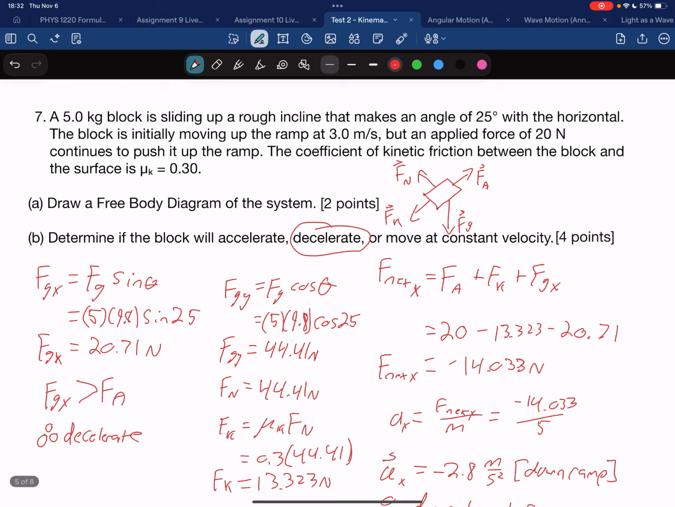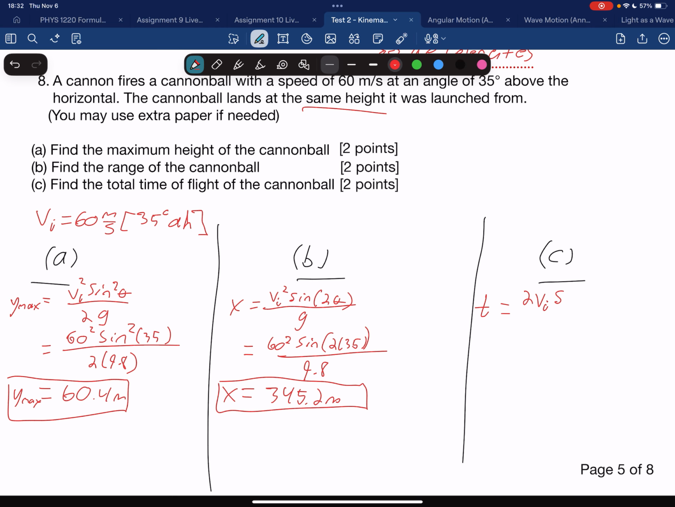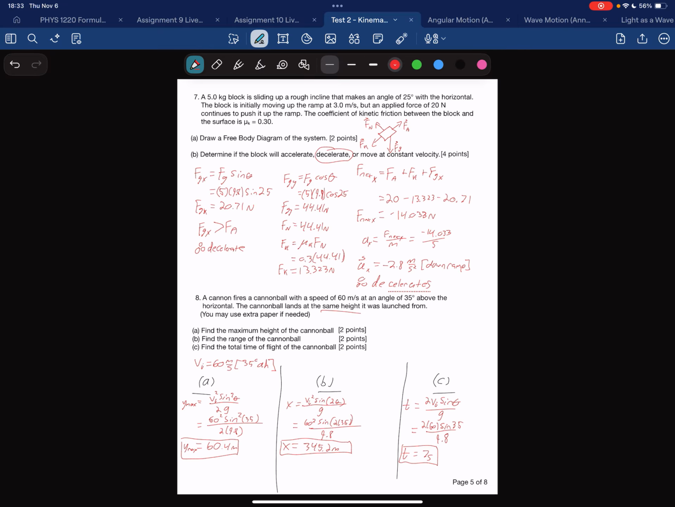Lastly, for C, total time of flight. Lastly, we use our time equation for this scenario. Guess I should be keeping my subscripts. 2 v_i sine theta over g, plug in 2 times 60 times the sine of 35 over 9.8. We get a time of almost exactly 7 seconds, and we'll round it. So that was questions 7 and 8.